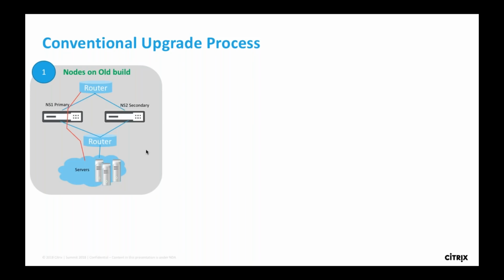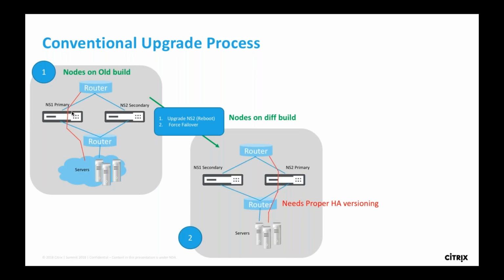So this is a typical upgrade process. You have sessions going via NS1, which is the primary device. The red line marked here is the session that is going through the primary. Usually for upgrade, we go and upgrade the passive device first. So NS2 is the secondary device. We go and upgrade this NS2, and then we'll do a force failover. Force failover will make the sessions that were running via NS1 move to NS2. Now the red line is passing via the NS2 device, which is now the primary after force failover.